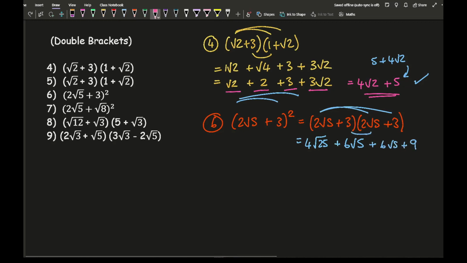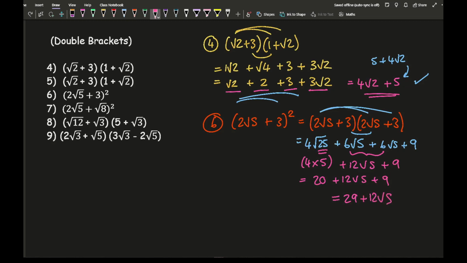Now from this I can simplify root 25 as being 5, so that's 4 times 5. I can collect these two things here, so that becomes 12 root 5 plus 9. So 4 times 5 is 20 plus 9 gives me a final answer of 29 plus 12 root 5. And there we go.